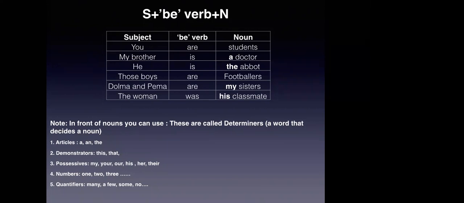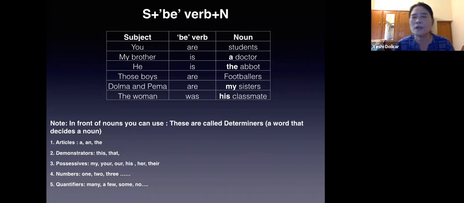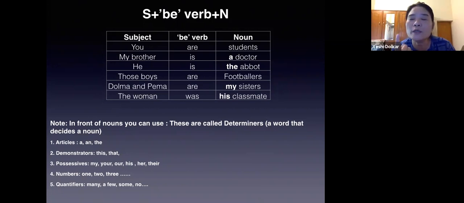You are students. Okay. My brother is a doctor. Now see what's happening. I put a doctor. My brother is a doctor. You have to put a there. Why? It's singular. One noun. We're talking about a singular noun.